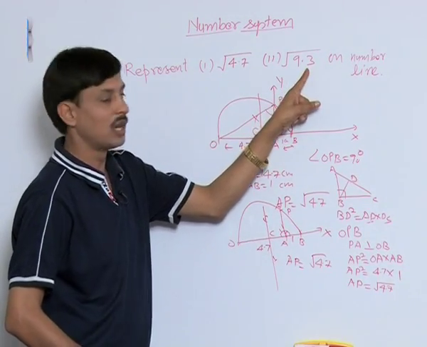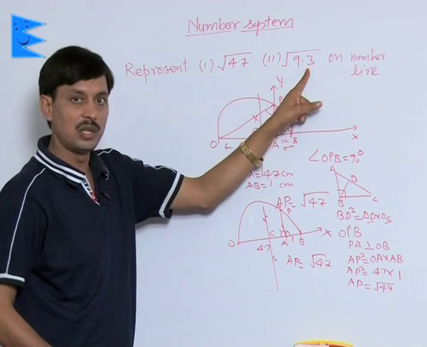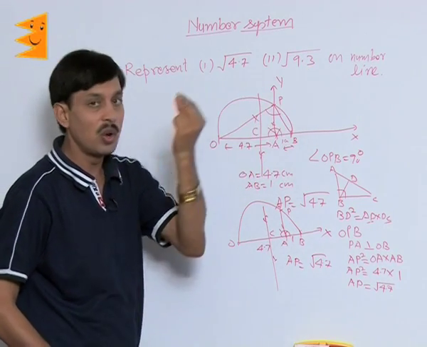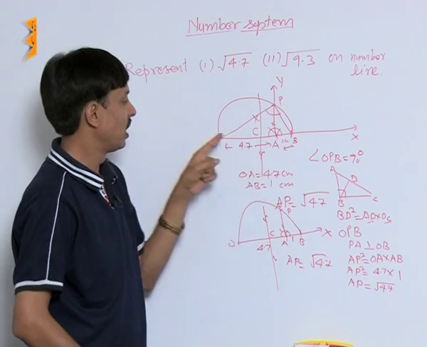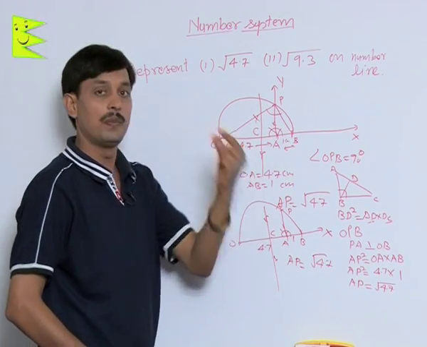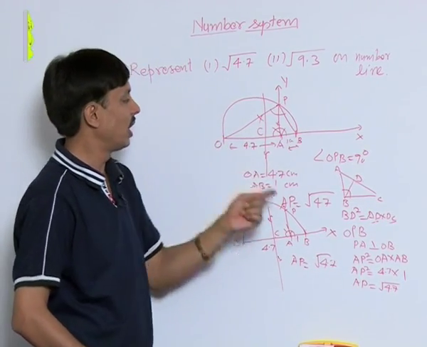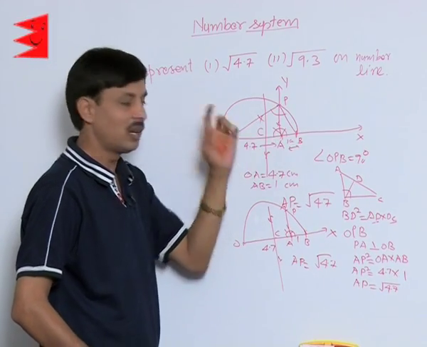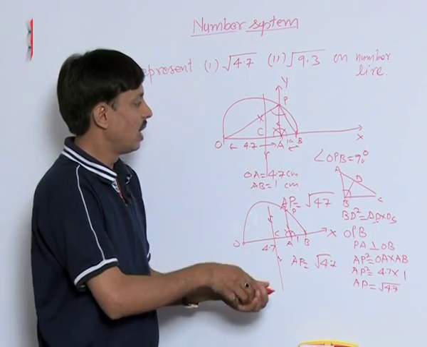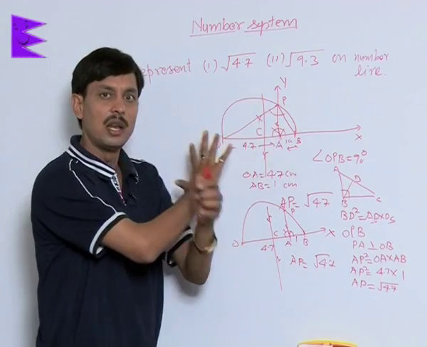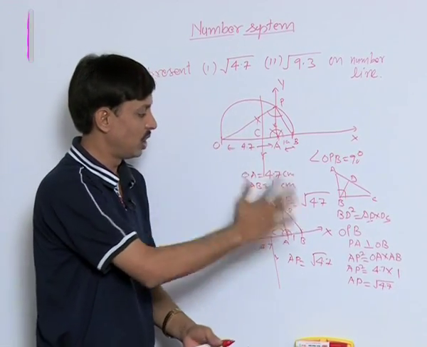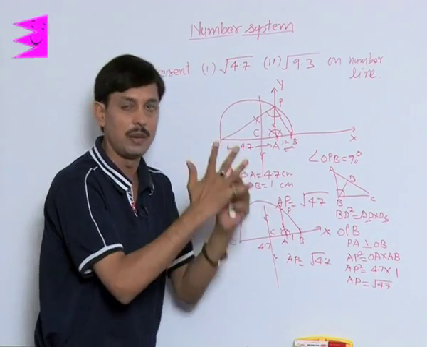So same way we can represent root 9.3. What change will be there? Only a minor change. What is that? As we have taken OA 4.7, we will take OA 9.3. And again after it 1 centimeter, remaining all processes are same and proof will be same.